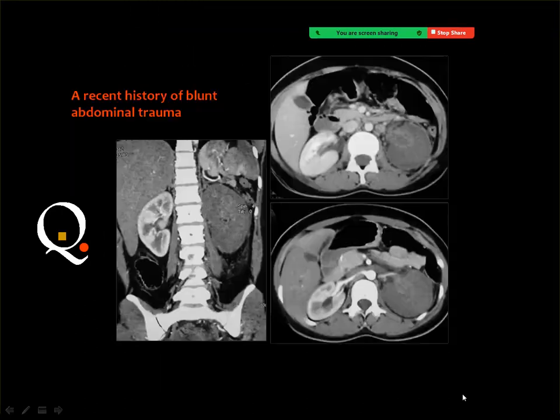Then the next case is a patient with a recent history of blunt abdominal trauma. This is post-contrast axial and coronal images.